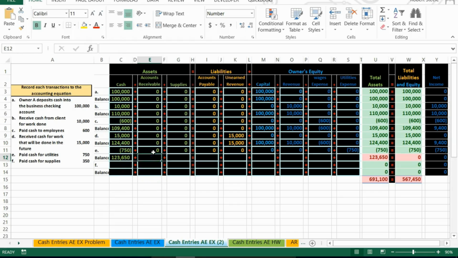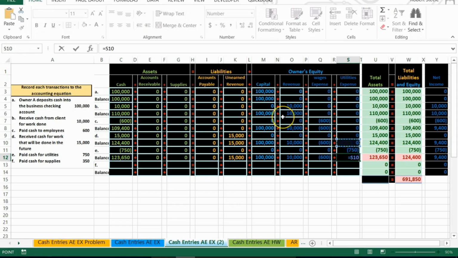I'm going to do that all the way through. I'm going to say this equals this plus this, tab, tab. This equals this plus this, tab, tab. This equals this plus this, tab, tab, and so on across the row. This equals cell S10 plus S11, and enter.